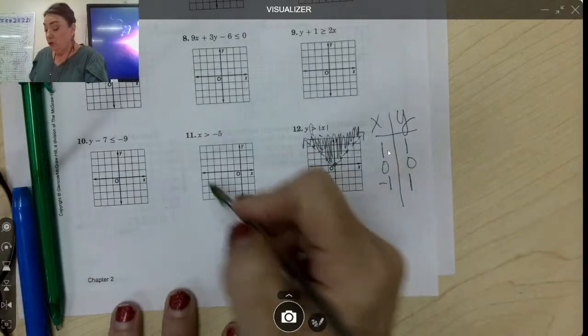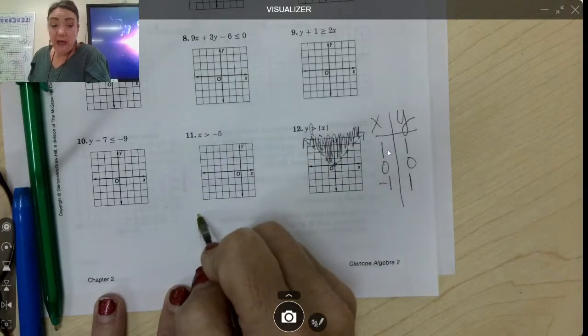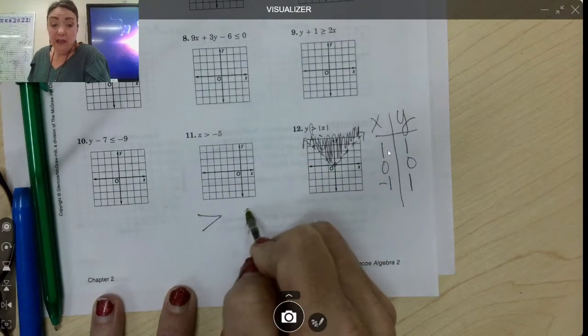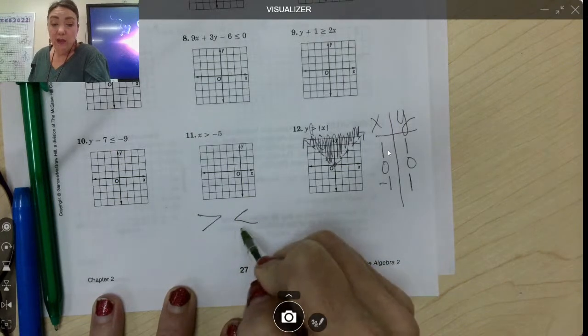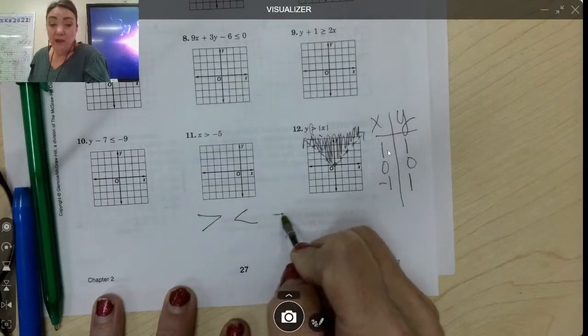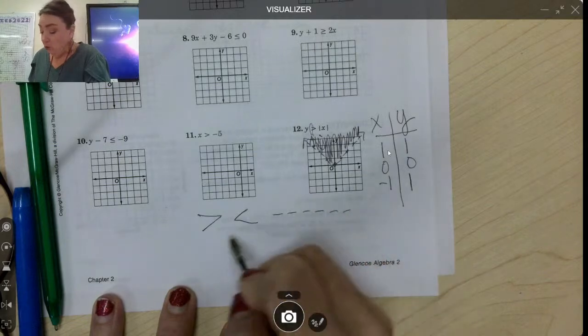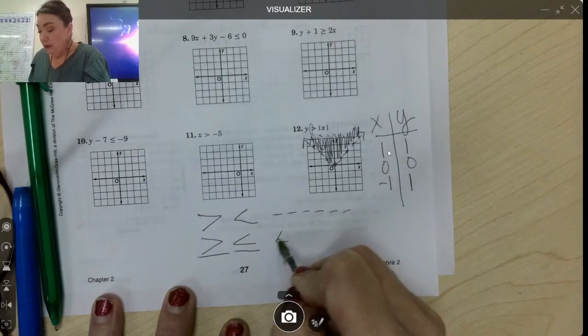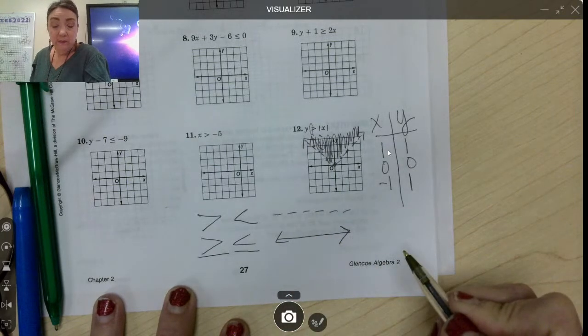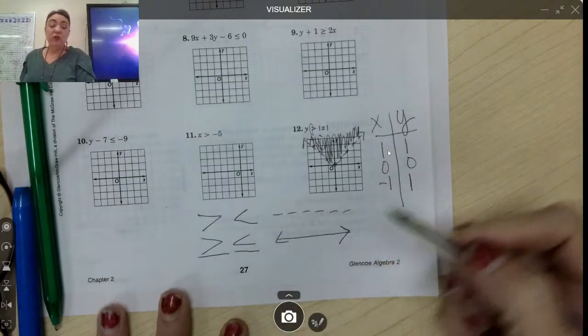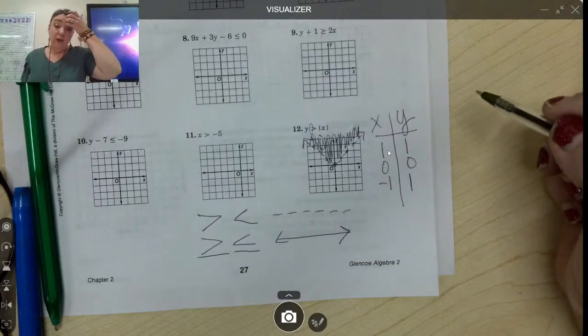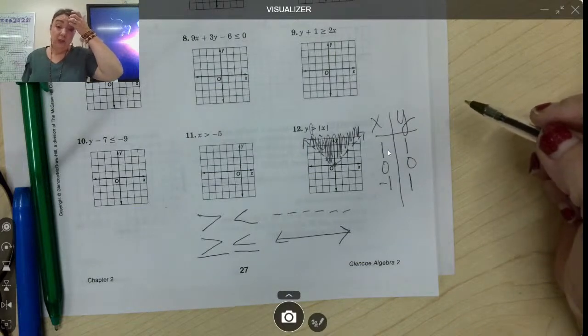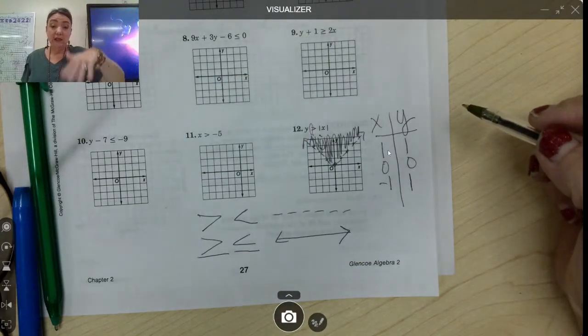You just have to, if you have a greater than or a less than with no or equal to, then that's going to be a dotted line. If you have a greater than or equal to or less than or equal to, that's going to be a solid line. And then you choose which side you shade based on whether the equation should be greater than, you shade above, less than, you shade below.